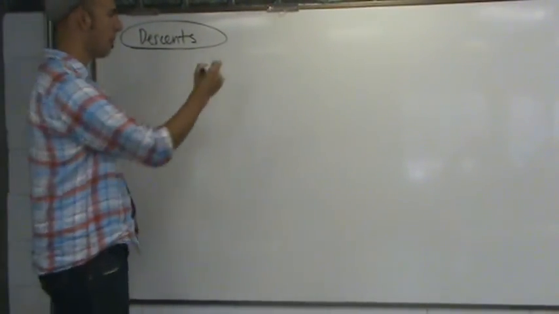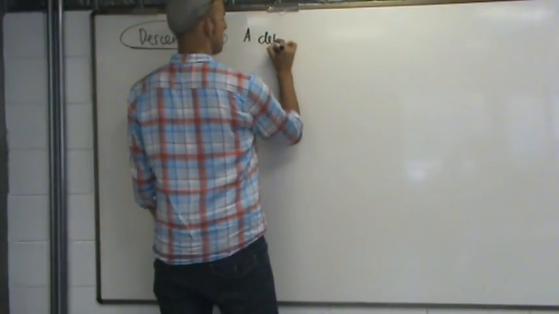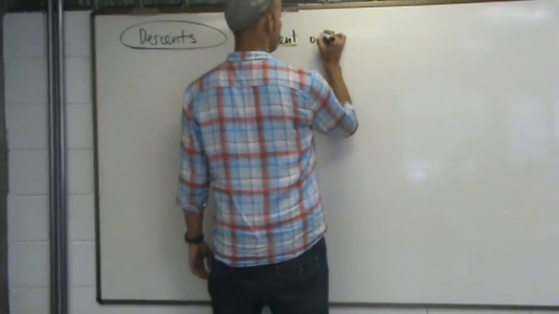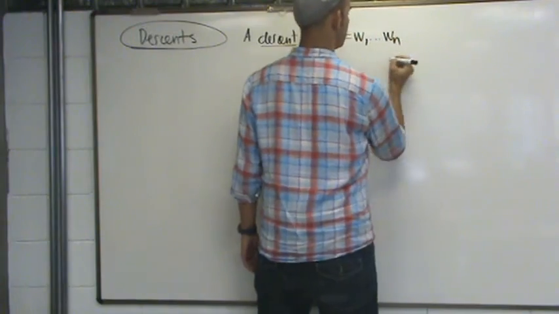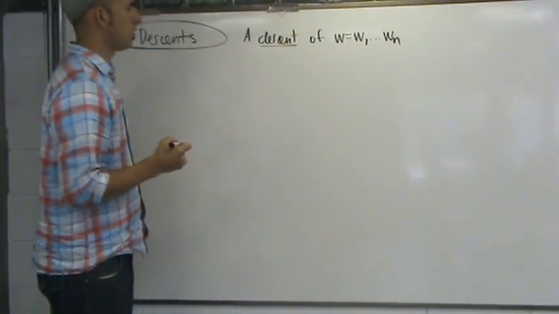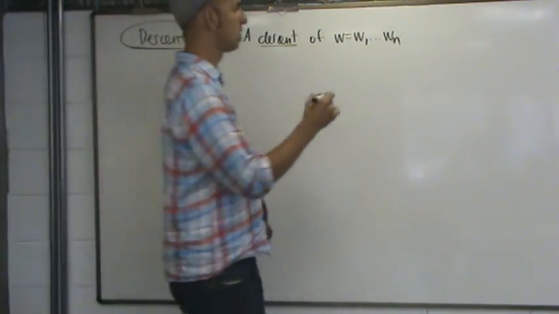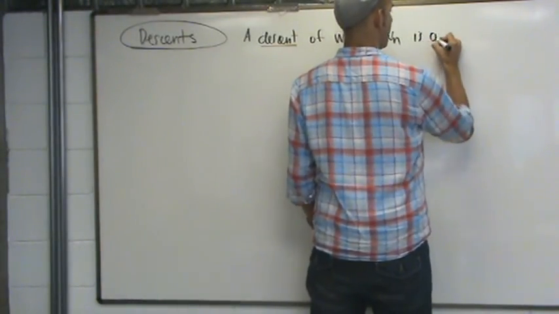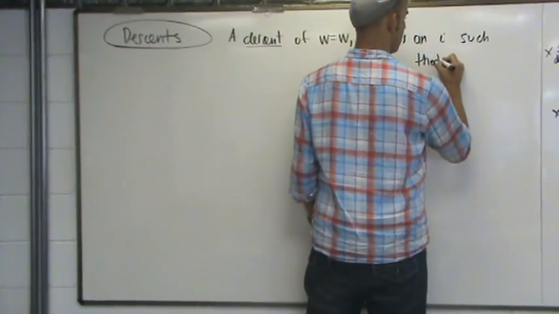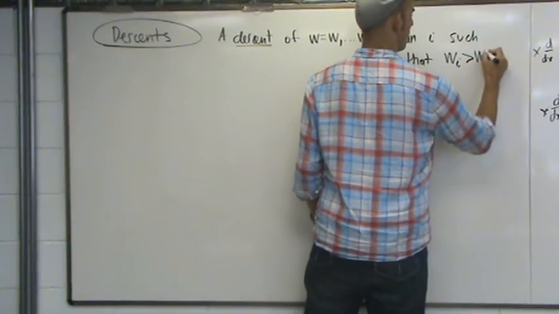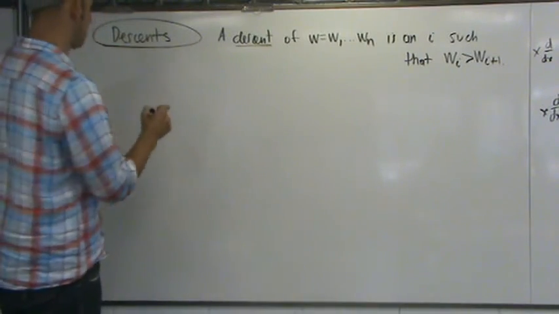It is descents. Okay. So what are descents? A descent of my permutation w is what it sounds like. It's when it descends, right? So it is an i such that w_i is bigger than w_{i+1}. Okay, when the permutation goes down.